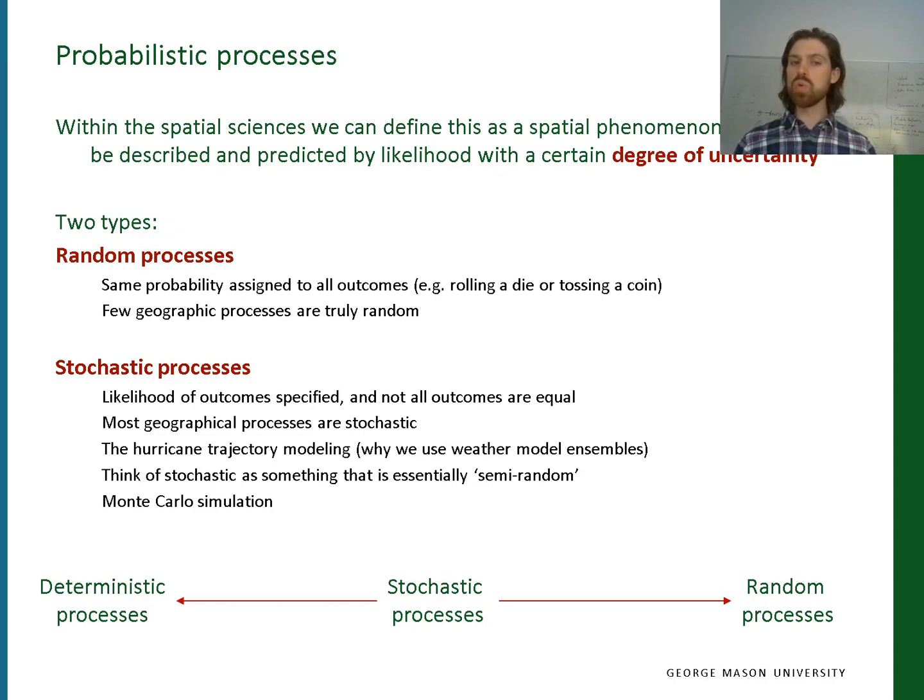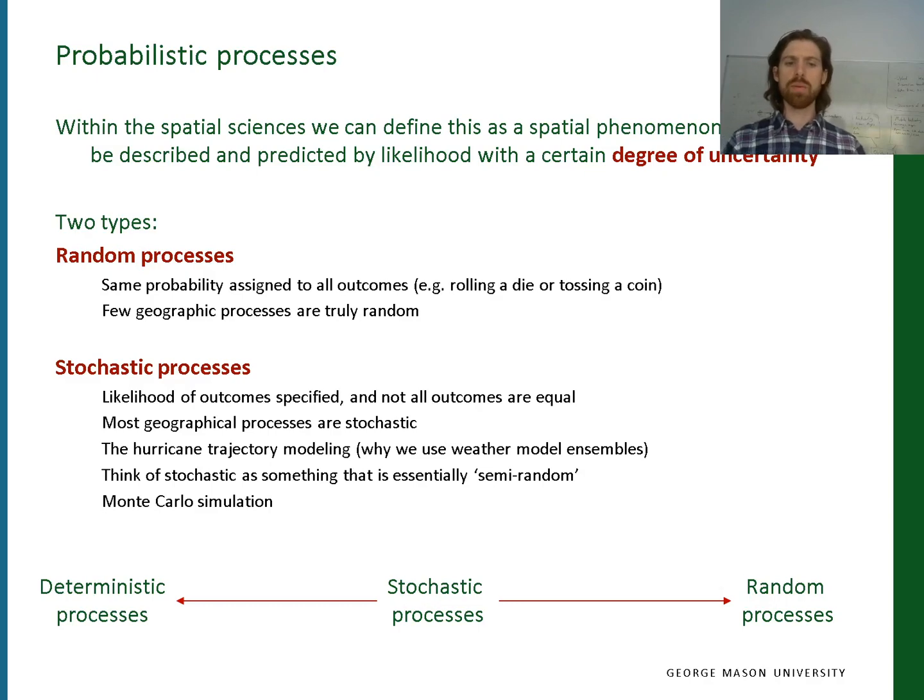There are few examples of this type of random process in the spatial sciences. What's very, very frequent and very likely within geographical sciences is stochastic processes. These are those types of processes where the likelihood of outcomes is specified, and they're not all equal in terms of how likely certain outcomes are.